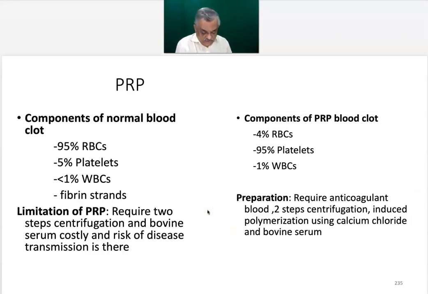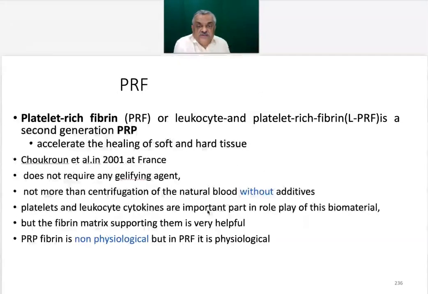What we do is different. Platelet-rich fibrin, or leukocyte and platelet-rich fibrin, is a second generation PRP. It accelerates the healing of the soft and the hard tissue. This was initially proposed by Choukroun in France in 2001. It does not require any gellifying agent. Nothing more than centrifugation of natural blood without additives is the basic process.